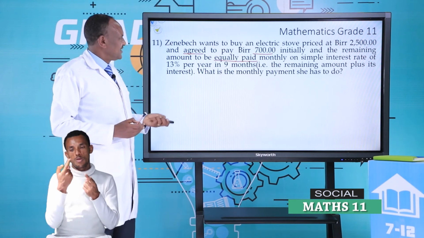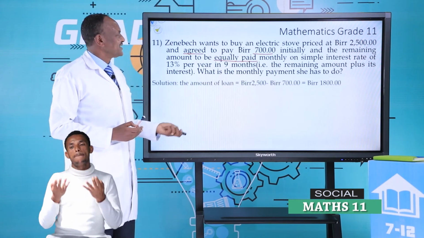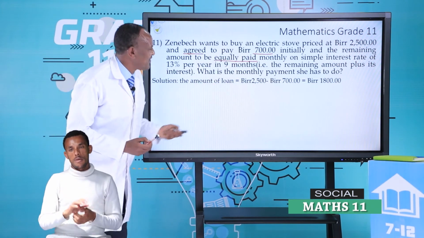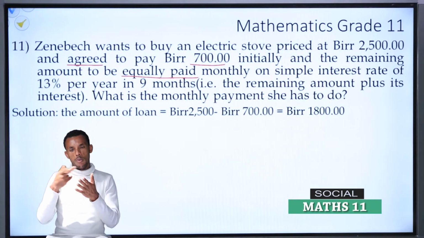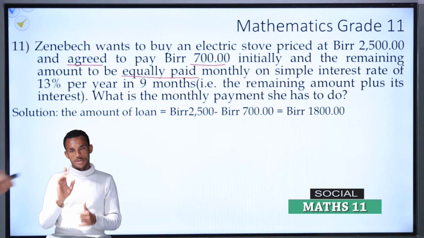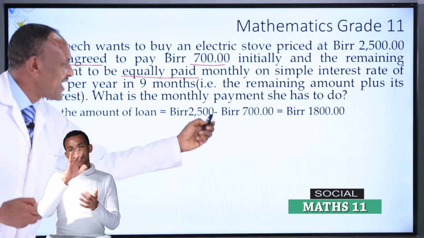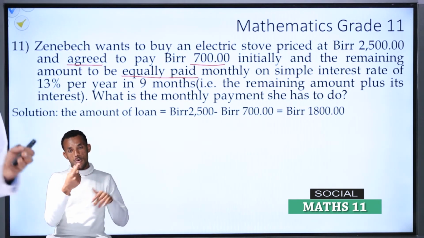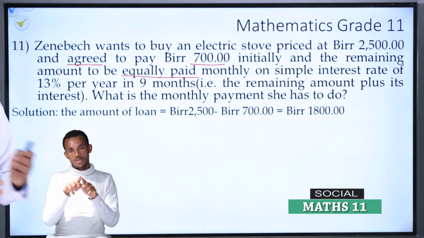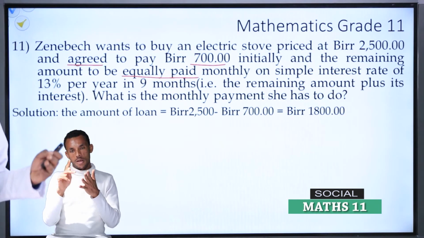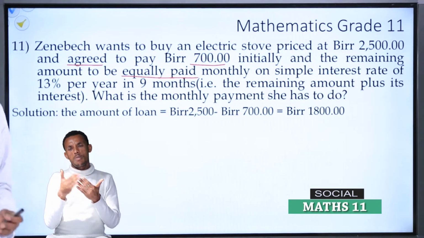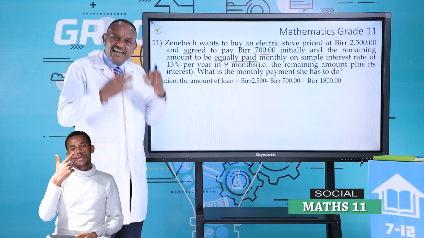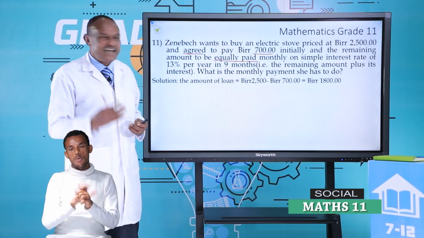First, she wanted to buy the electric stove. The price of the electric stove was 2,500, but she was able to pay 700 birr at the beginning. So 2,500 minus 700 is 1,800. This is the remaining amount. She is negotiating with the seller. She says, let me pay the remaining amount with simple interest at 13%, and let me complete it within 9 months.